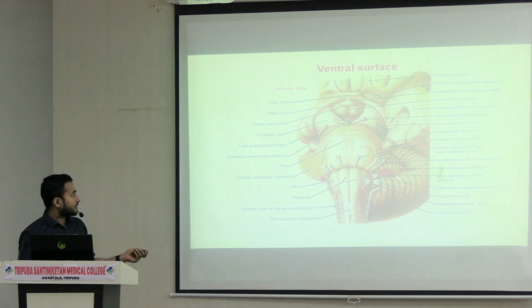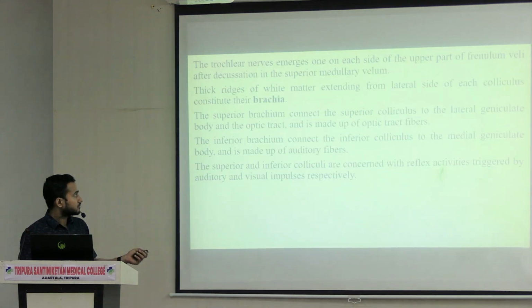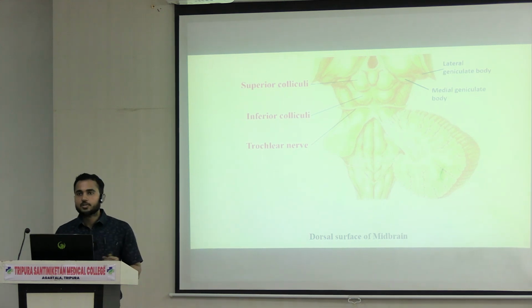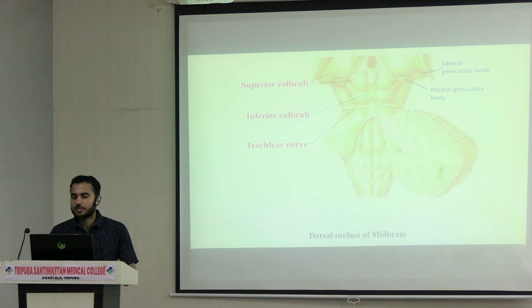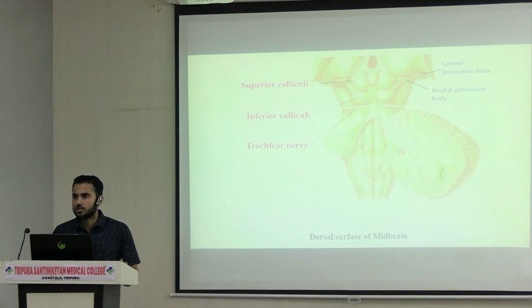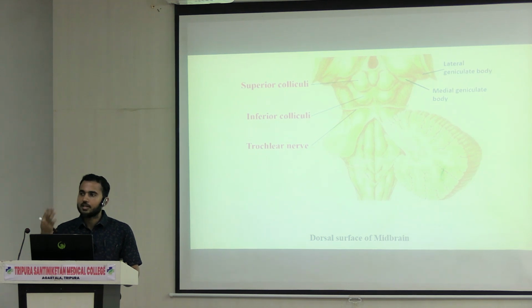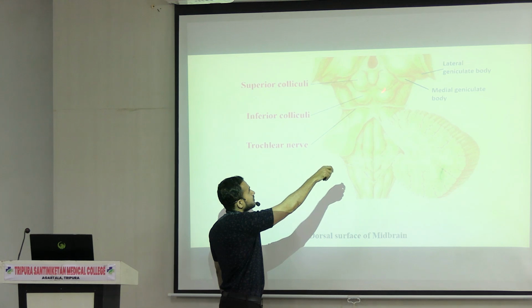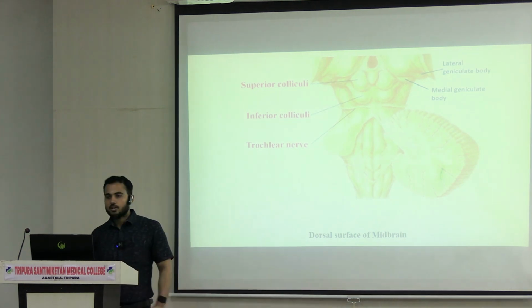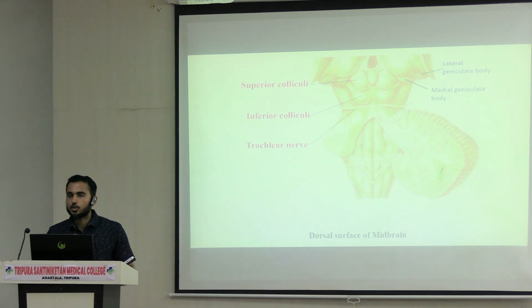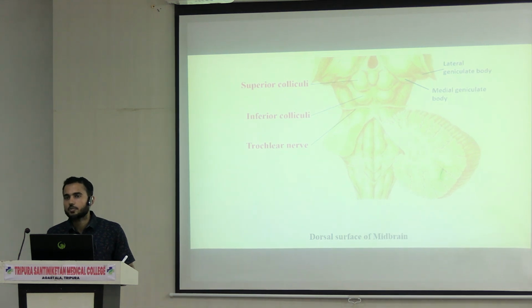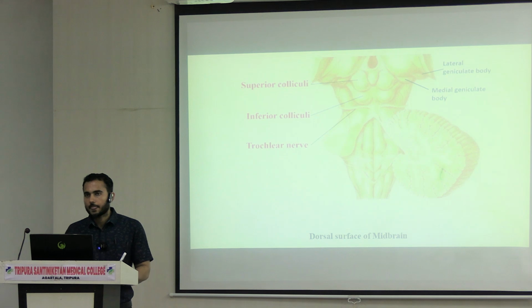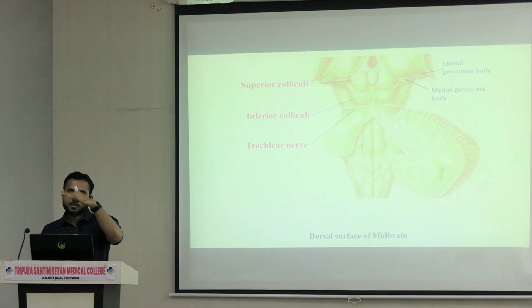Next, the dorsal surface. Now this is the diagram showing the dorsal surface. What is present on the dorsal surface of the midbrain? Four rounded elevations are there. You can see, these are the four rounded elevations. What are these called? These are called colliculi. Two superior colliculi and two inferior colliculi are there. Together, these are also called corpora quadrigemina, or colliculi.